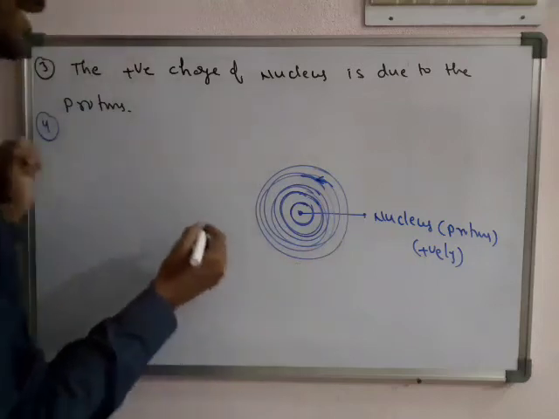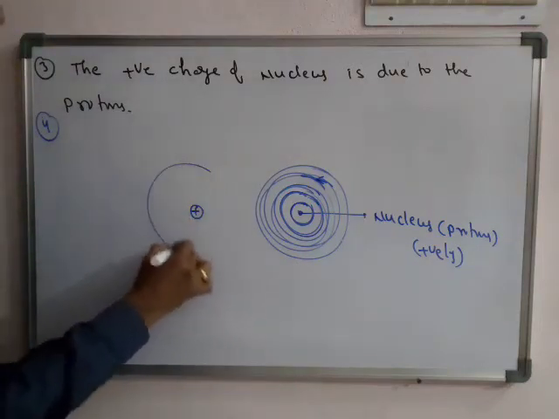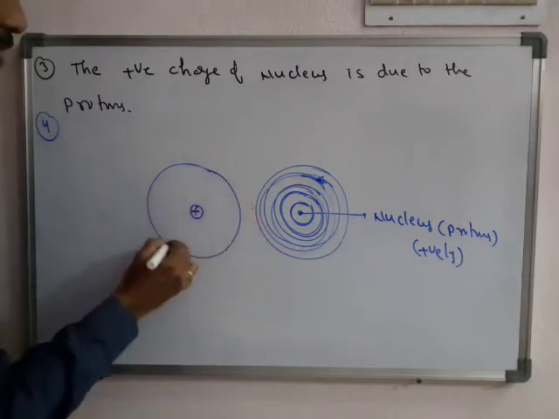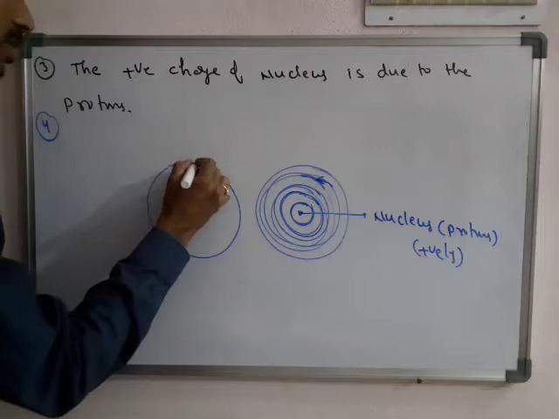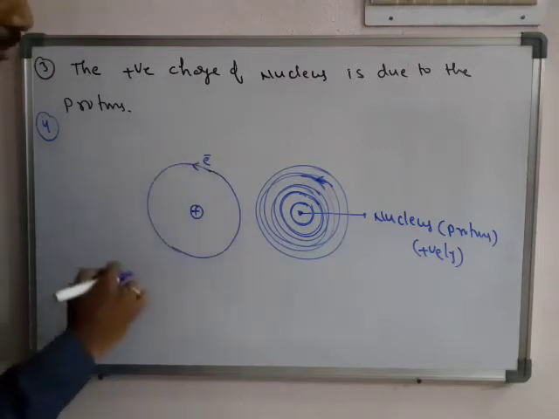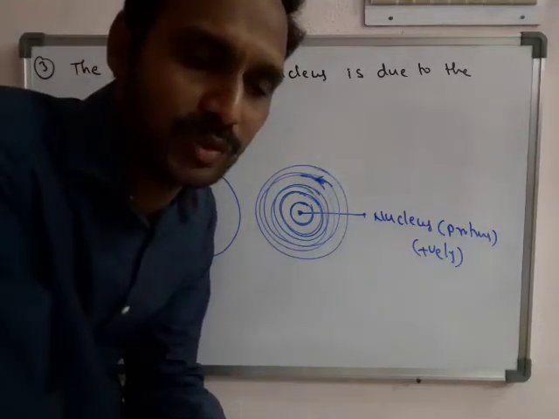So they follow high speed. For example, suppose this is the nucleus and this is an orbit. We are just taking one orbit, not all the orbits. In this orbit, the electron is moving with high speed. This is the assumption given by Rutherford.